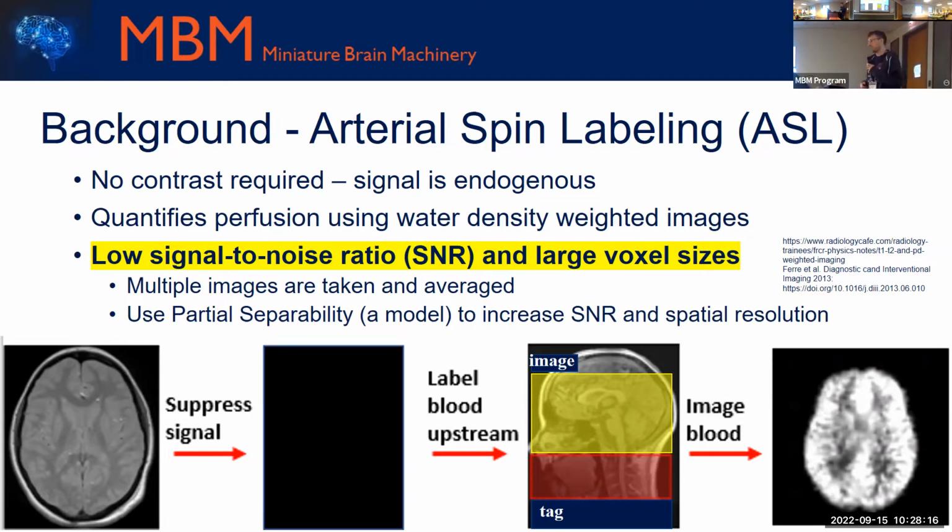So a major problem with this method currently is that it has a very low signal to noise ratio, or SNR, because the blood doesn't have that much water in it. This results in large voxel sizes and a low spatial resolution. So one thing we do to increase the signal is to take multiple images and then average them all together. So instead of taking one ASL image, we might take 40 and then average them all together to increase the accuracy of the signal. And we want to use partial separability, which is a model-based method to increase the SNR and the spatial resolution.